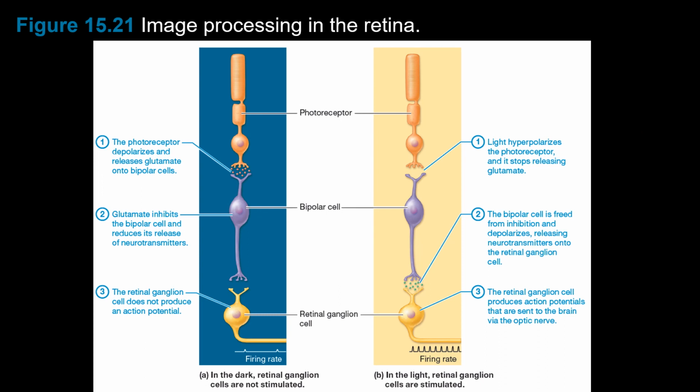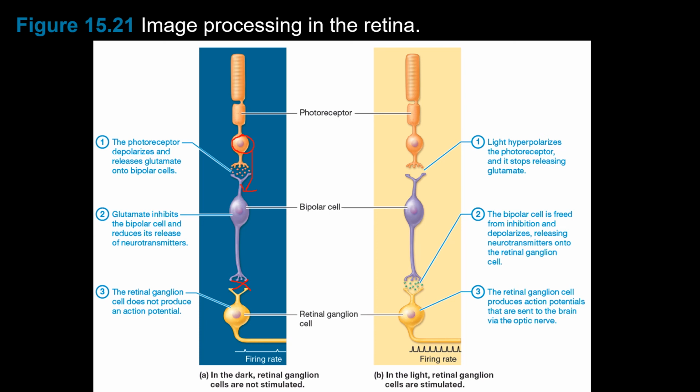And so here you have a good image, light and dark, or dark and light rather. So in the dark, this photoreceptor depolarizes, so it sends glutamate into the bipolar cell. The bipolar cell is now inhibited through that glutamate, and it does not transmit neurotransmitters to the retinal ganglion cells.